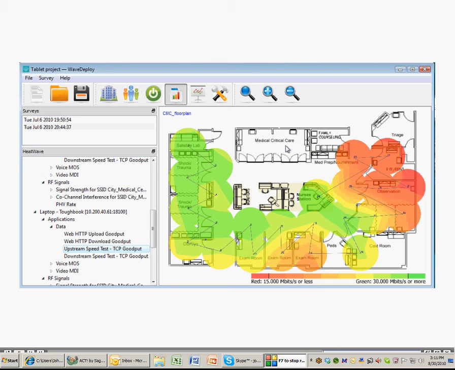The answers we get from WaveDeploy are: 1. They tell us where we need to add an AP to make the network ready. And 2, they tell us which tablet PC to choose for the best results to expect. Said otherwise, no other tool can provide these precise and actionable items.